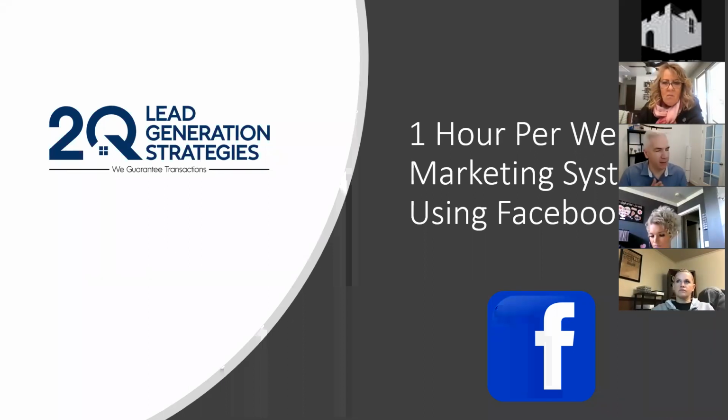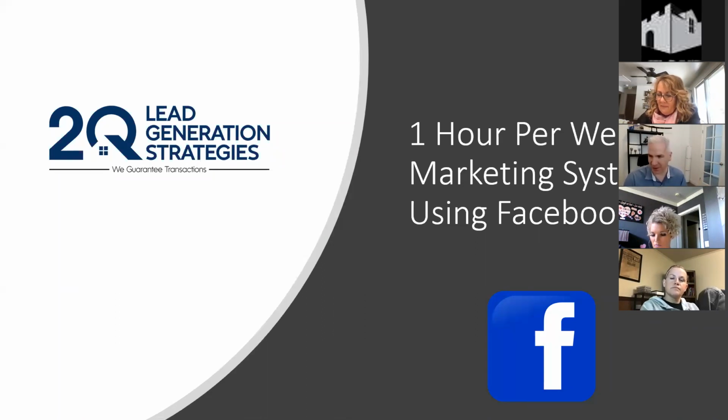So I appreciate the introduction. And like was mentioned, today's class is the 1 hour per week marketing system using Facebook. So this is 2 hours of elective credits. I always think it's kind of funny that the Division of Real Estate thinks that marketing your business is an optional skill. That always makes me laugh a little bit, but I'm not the one who creates the rules. They're the ones who decide what's core and what's elective. So this is, like I said, 2 hours of elective credits.